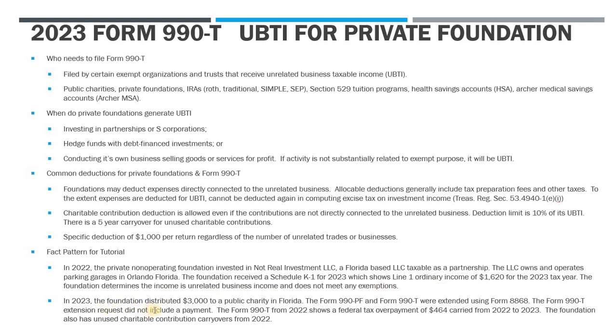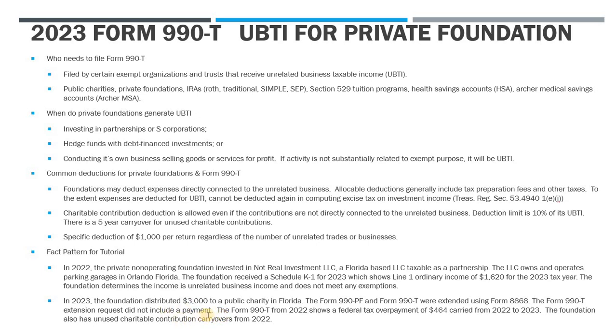So in 2023, the foundation distributed $3,000 to public charities in Florida. So those are 501(c)(3) public charities, so that's going to be relevant for purposes of our charitable deduction. And the 990-PF and 990-T were extended, so they filed extensions. And with the 990-T extension on the 8868, they did not include any payments.